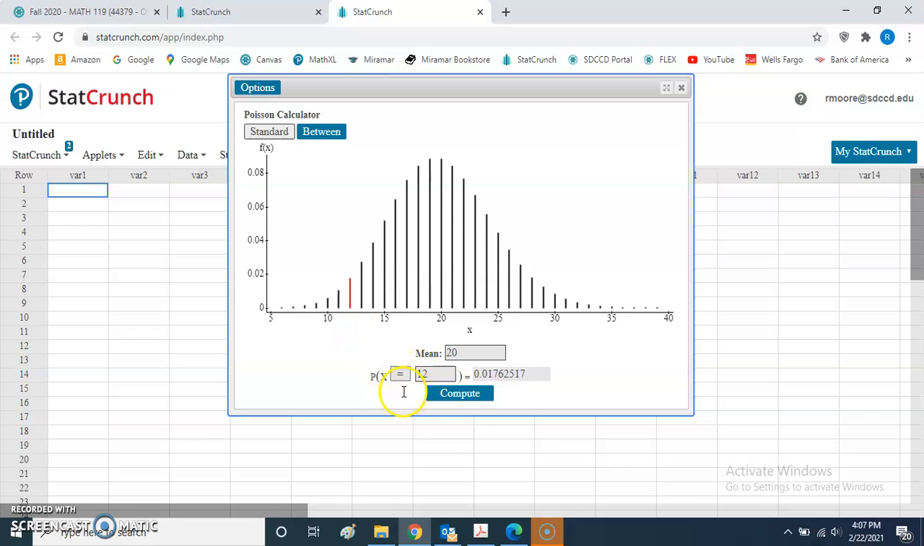There you have it. You can play around with this, type in different numbers, use the less than, the greater than, less than or equal to, greater than or equal to, and kind of look at different aspects. Have some fun with that. But that's all I'm going to say. That's it.